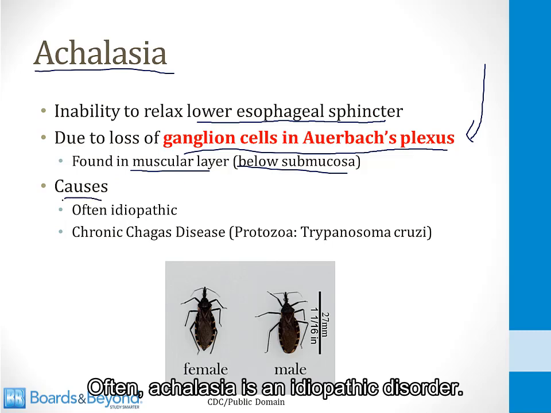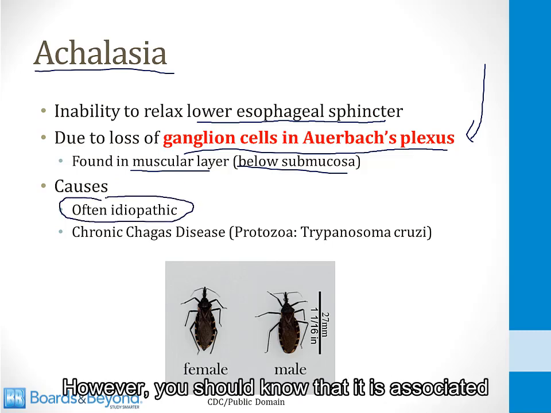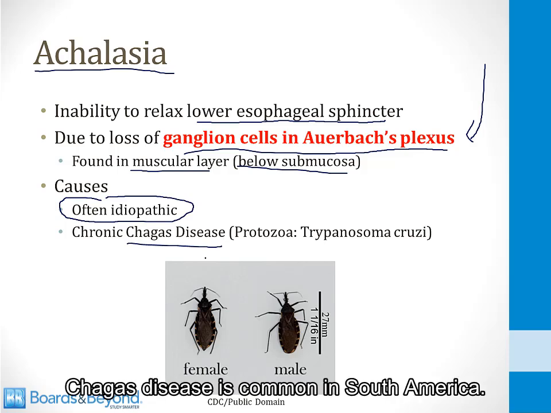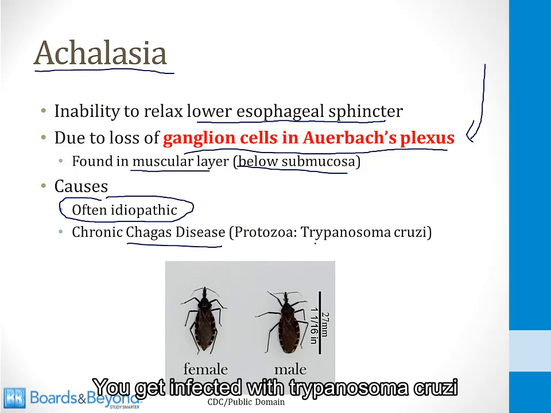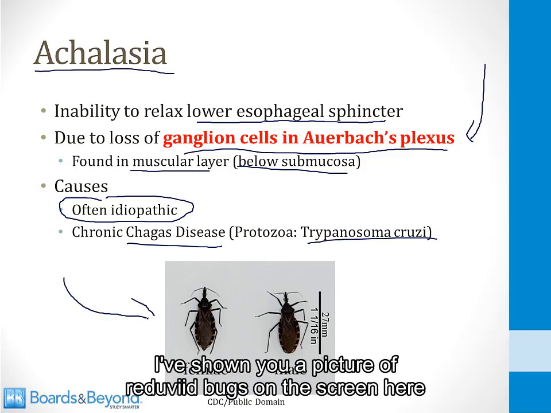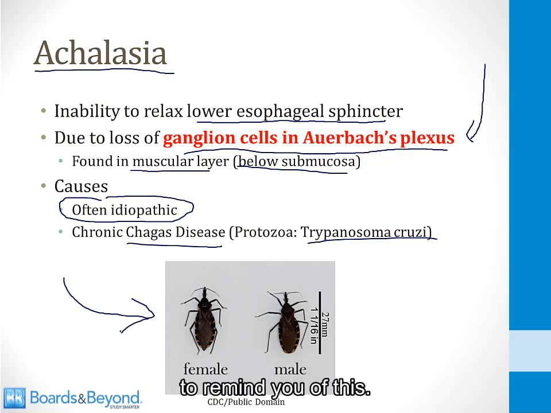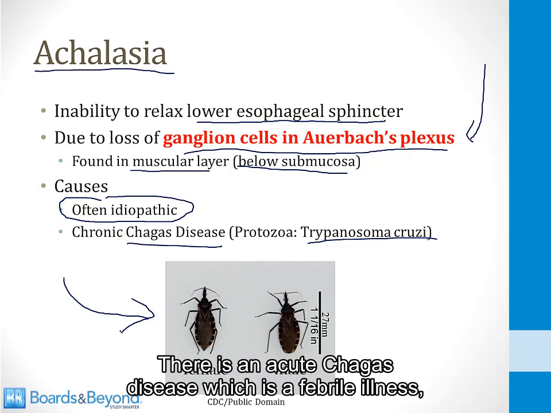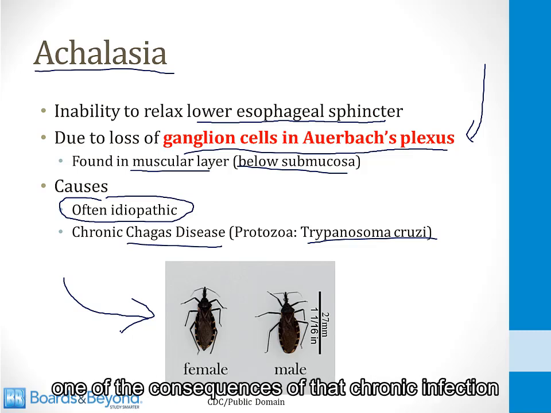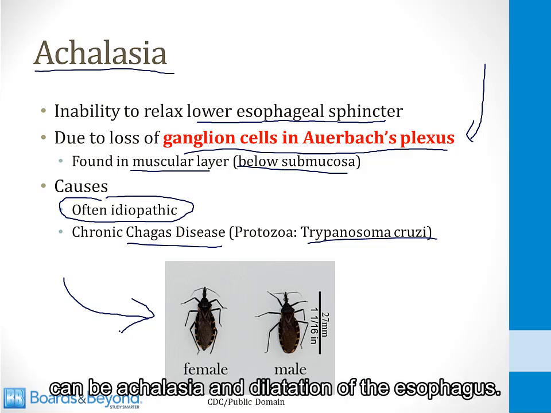Often achalasia is an idiopathic disorder. However, you should know that it is associated with chronic Chagas disease. Chagas disease is common in South America. You get infected with Trypanosoma cruzi through the bite of the reduvid bug. I've shown you a picture of reduvid bugs on the screen here to remind you of this. There is an acute Chagas disease, which is a febrile illness, but if you are chronically infected, one of the consequences of that chronic infection can be achalasia and dilatation of the esophagus.